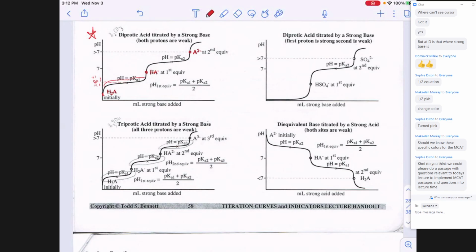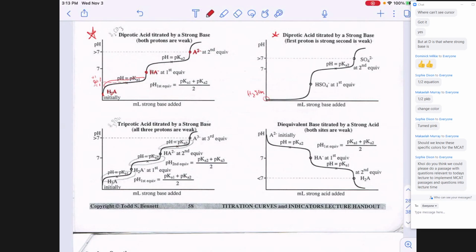Now, if we look at the diprotic acid titrated by a strong base, with the first proton being strong, we have a strong acid relationship here. Something that's super strong, think of sulfuric acid, H2SO4. We're going to titrate it. This first interaction is a strong acid, strong base relationship.